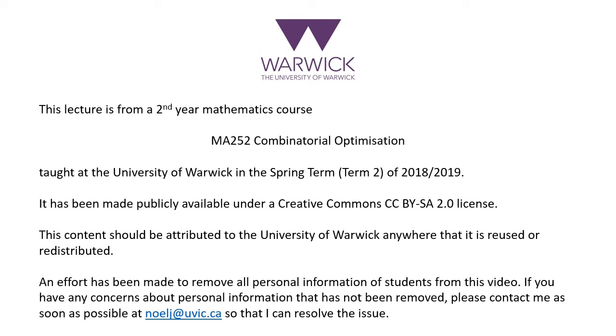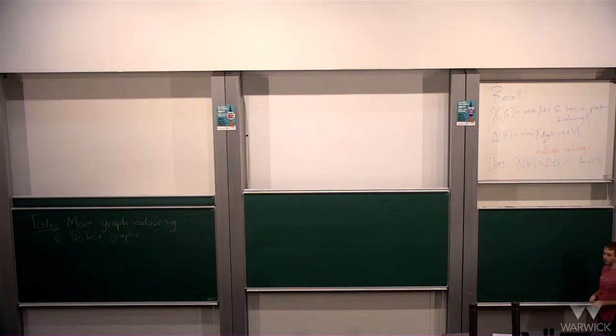Okay, so maybe let's get started. Just a reminder, it's good to be reminded of these definitions, I think. So remember, the chromatic number of a graph, chi of G, is the minimum number of colors such that G has a proper k-coloring.